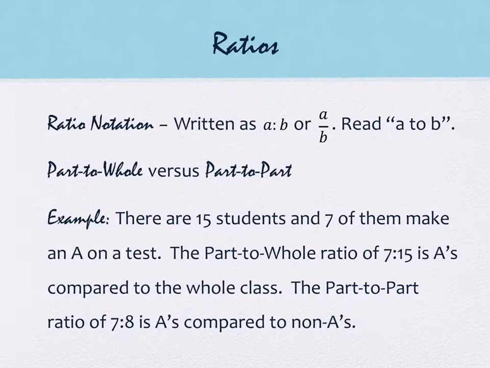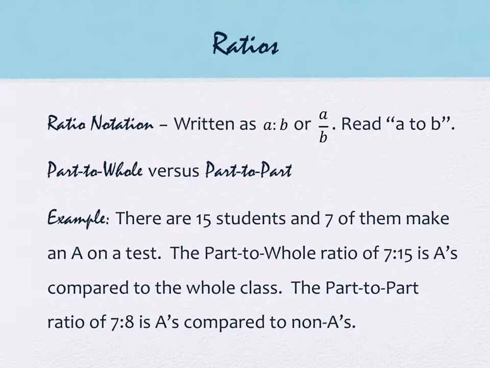And it's read A to B. It's a comparison is what it really is. There's two different types of ratio comparisons though, and people get tripped up on them quite frequently because they're not considering what they're really comparing. One of them is a part to whole ratio, and the other one is a part to part ratio. To show you the difference, this example explains it. There's 15 students in a class, 7 of them make an A. The part to whole ratio of A's to the whole class would be 7 to 15. But the part to part ratio of A's compared to non-A's would be 7 to 8.